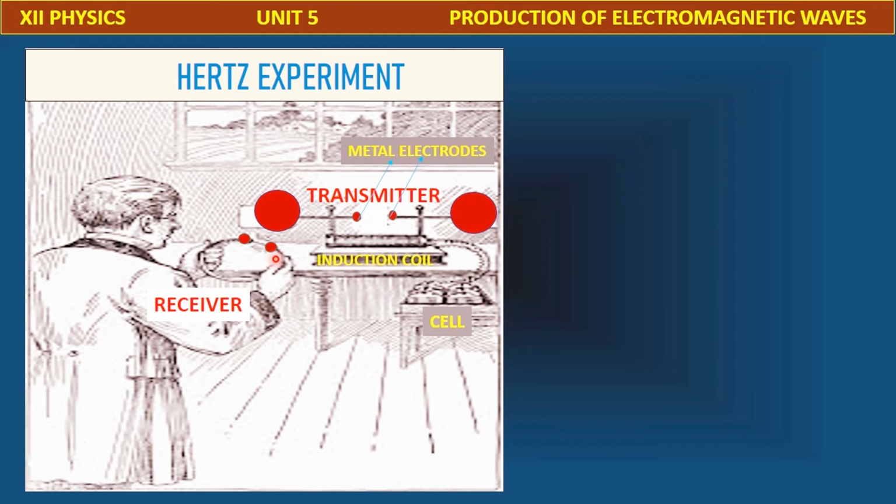At some distance away is a receiver. The receiver is a ring-type metal. It also consists of 2 metal electrodes. Now what Hertz observed was that whenever the switch was kept on and released immediately, there was a spark in the transmitter. At the same time, there was a spark seen at the receiver end. So what Hertz confirmed was that the spark at the transmitter was also seen at the receiver, because energy was transmitted from the transmitter to the receiver in the form of radio waves.